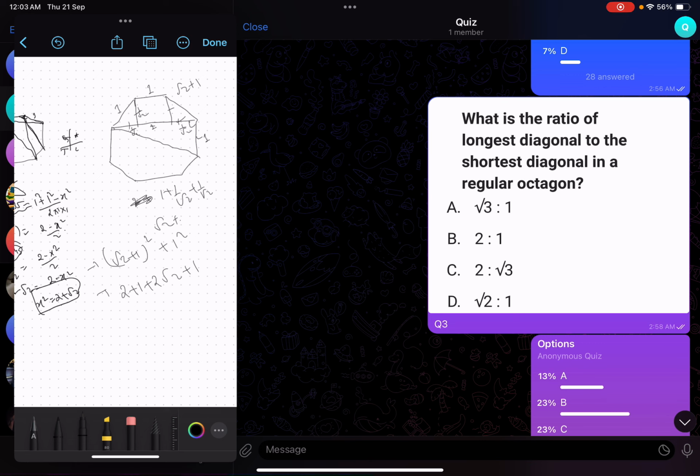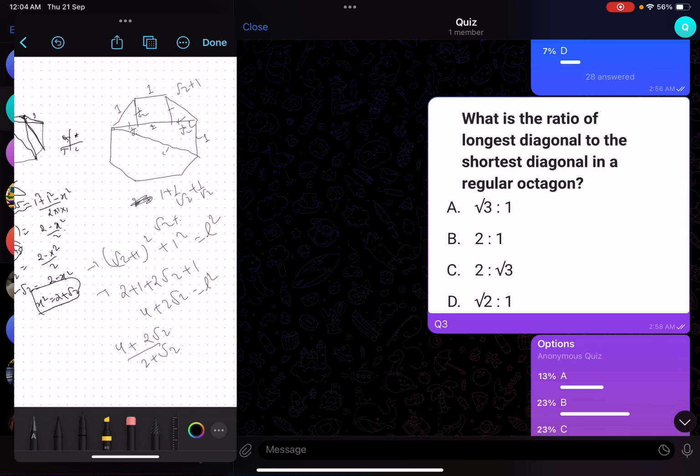Okay, so 2, 3, 4: 4 plus 2 root 2. We got the square of this longest diagonal, so we'll write L square as 4 plus 2 root 2. Our question is longest to shortest, so longest we will write above, 4 plus 2 root 2, and shortest will be below, 2 plus root 2. Okay, so let us see what all things can be common.